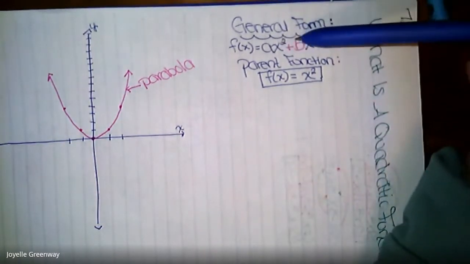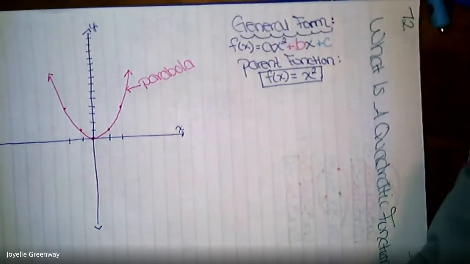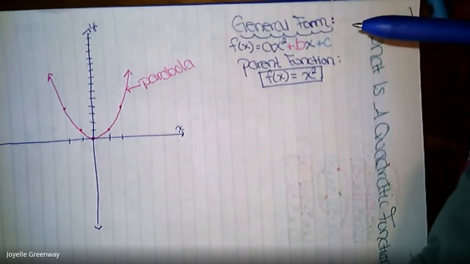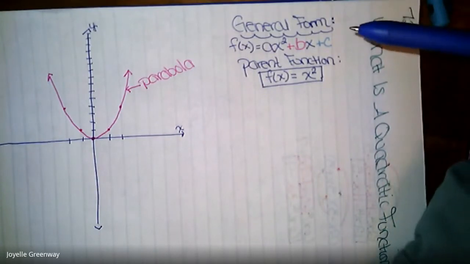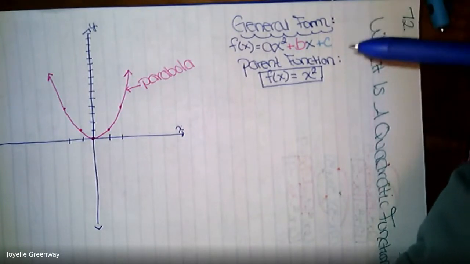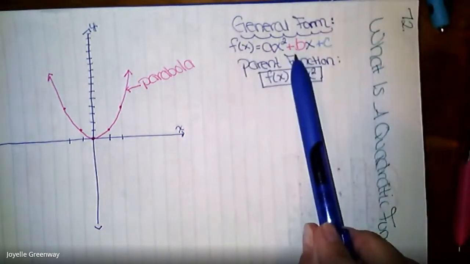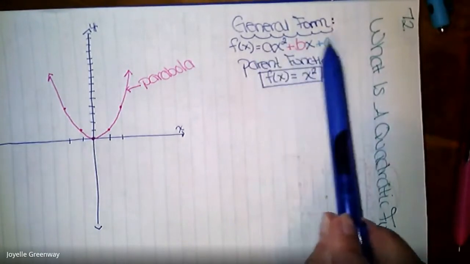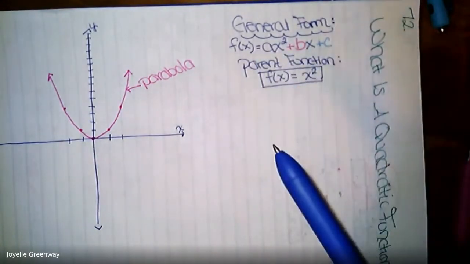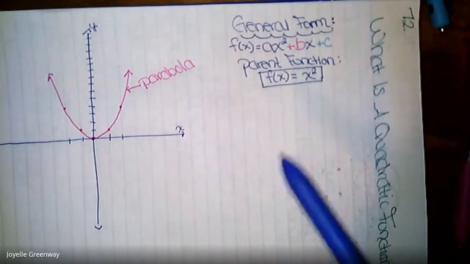Okay? So we've identified the general form. I'm not going to go through and tell you what A, B, and C all represent yet, because that will be more relevant when we're graphing. And before we graph, we have to actually solve quadratics, and that's going to take us a little while. So I'll go through a little bit later on what A, B, and C represent for the graph and for the function. Okay?